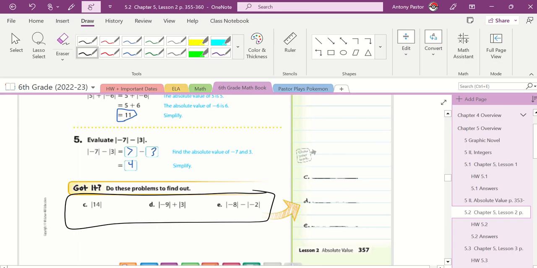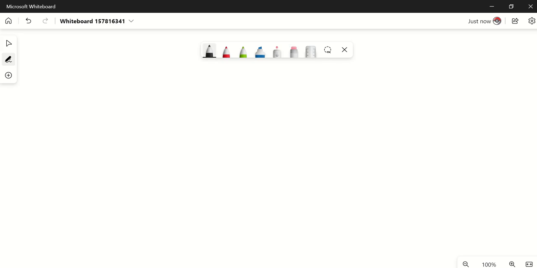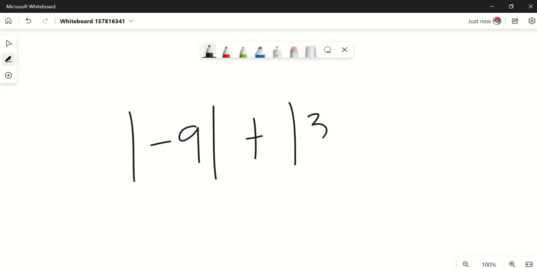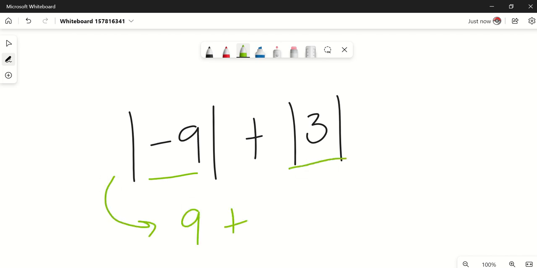For D, absolute value of -9 plus the absolute value of 3. The absolute value of -9 will become just 9, plus the absolute value of 3 will become 3. 9 plus 3 will give us 12. So my answer to that problem is 12.